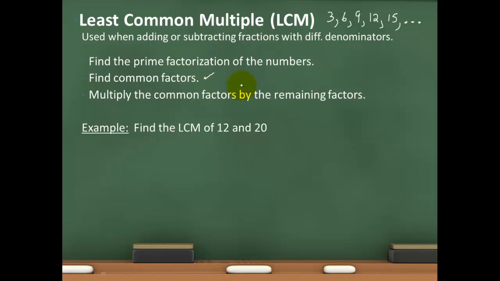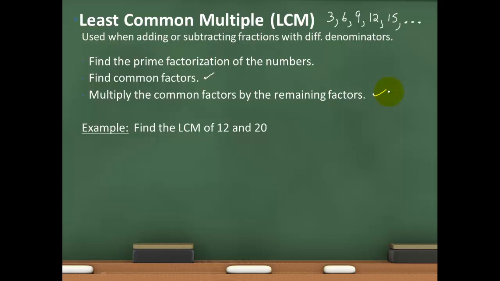Those numbers that they have in common are going to be a part of the LCM, but I also have to multiply them by the remaining numbers that they don't have in common. The reason I do this last step is so that I get a number that's a multiple of each of the given numbers. Let's explore this idea with this example here. It says find the LCM of 12 and 20.